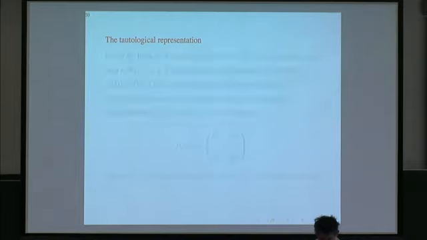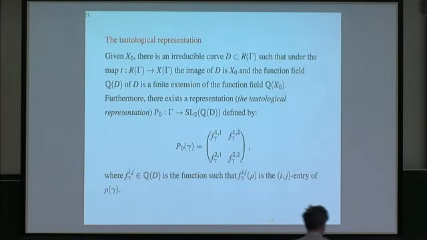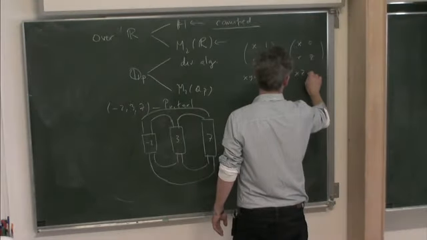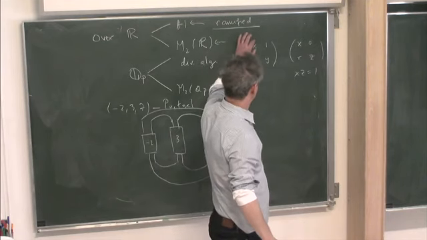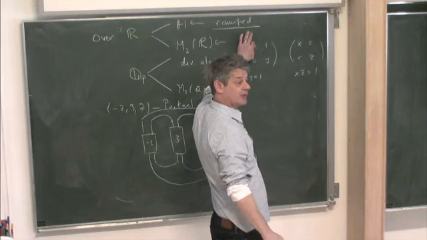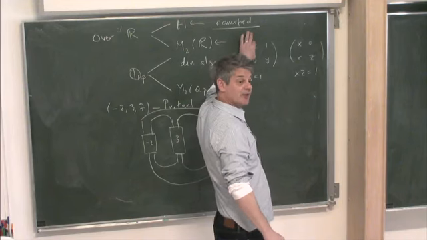So the tautological representation is a bit of a mouthful when you first see it, but let's go over it. The way to think about it is this: in the case of the figure 8 knot, we had x, 1, 0, and let's call that y, where x·y = 1, and then x, 0, r, z, where x·z = 1. The tautological representation is made of functions; these are just functions on the representation variety.